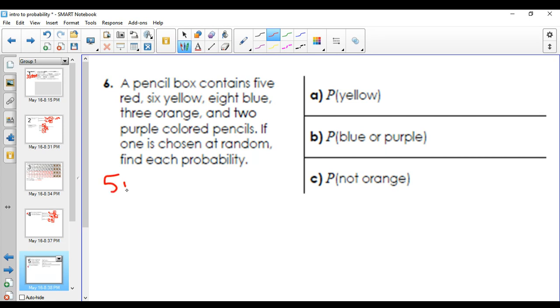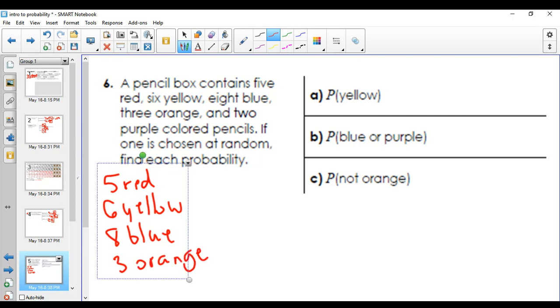So we have 5 red, 6 yellow, 8 blue, 3 orange, and 2 purple. I think I got them all and didn't miss any.